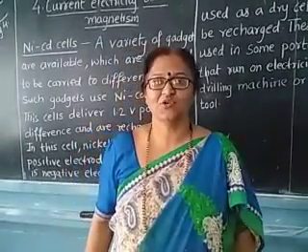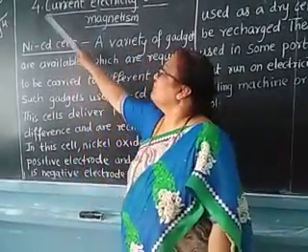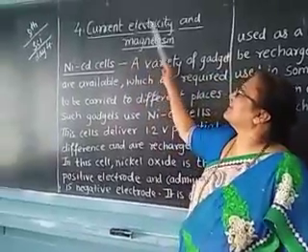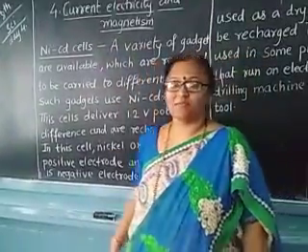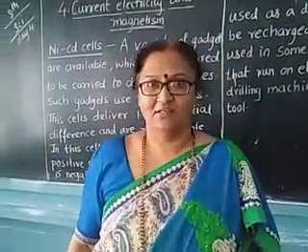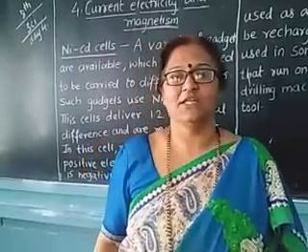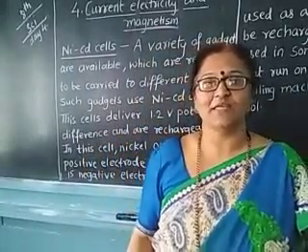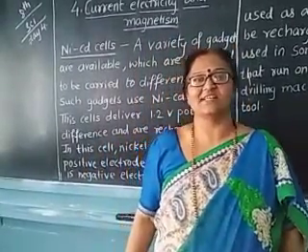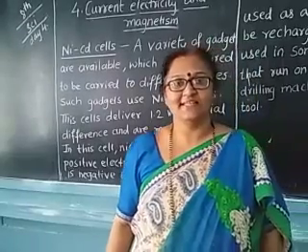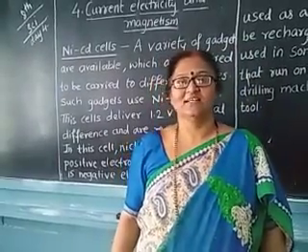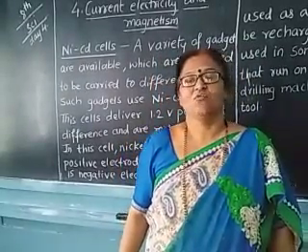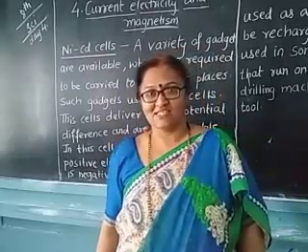Hello students, today we are going to study the fourth lesson, that is current electricity and magnetism. Before that, we have studied many points. We studied yesterday the dry cell, the lead acid cell, and their advantages. What are the advantages that we have studied?